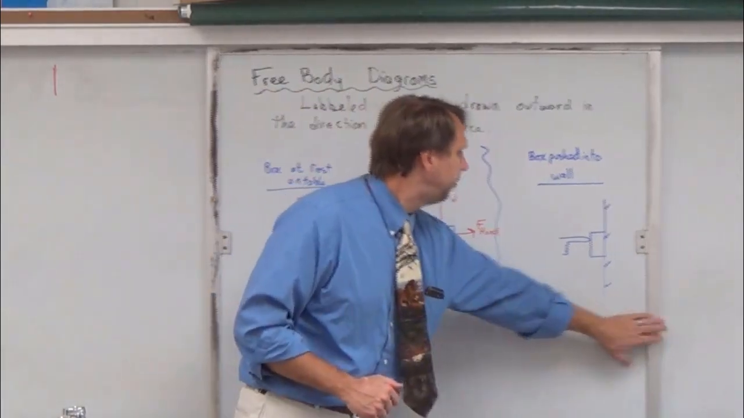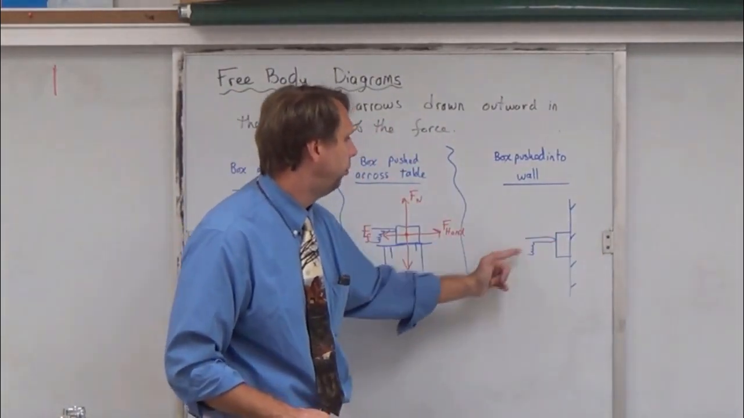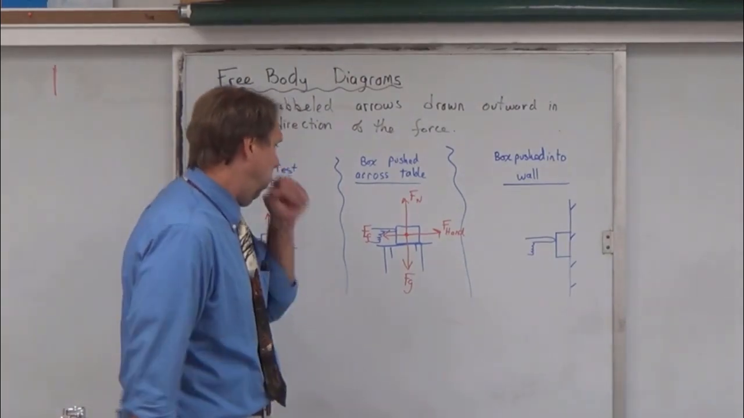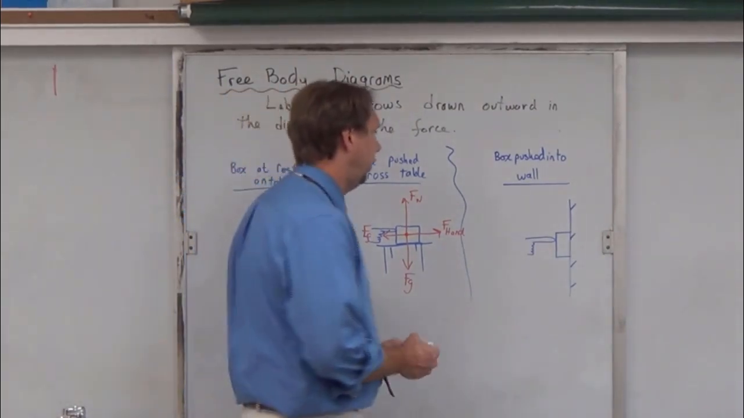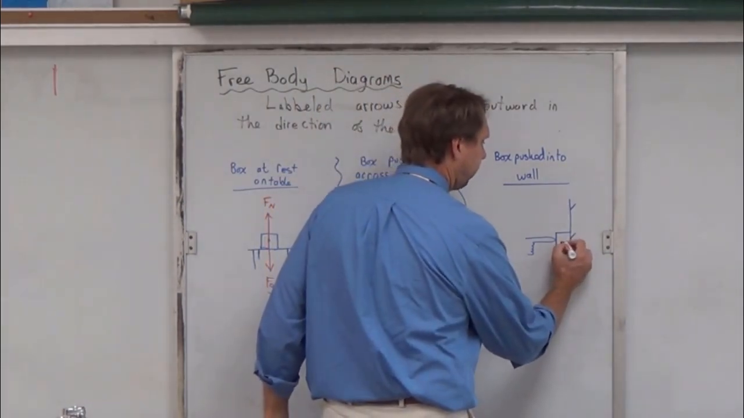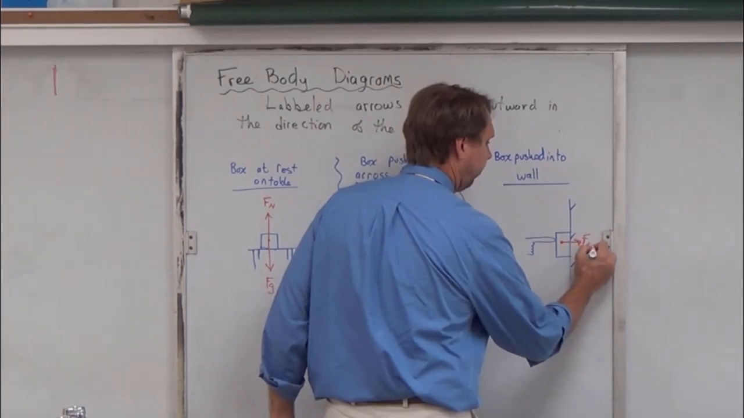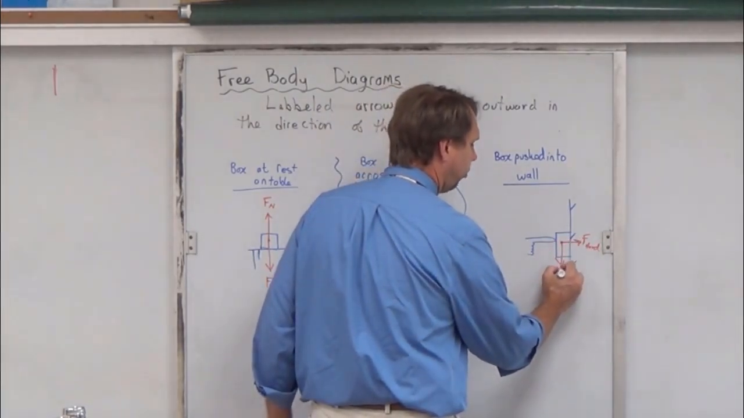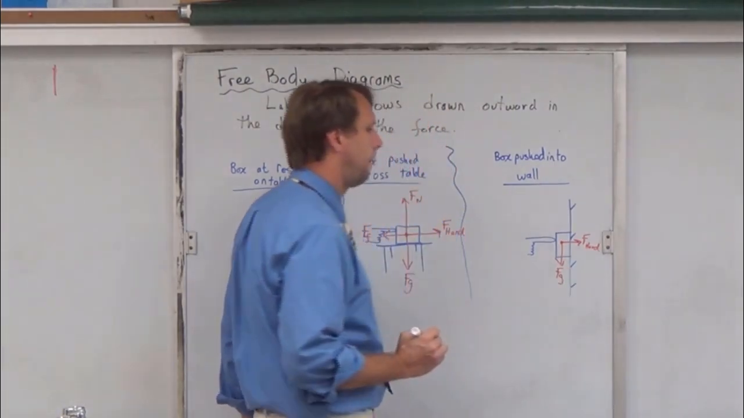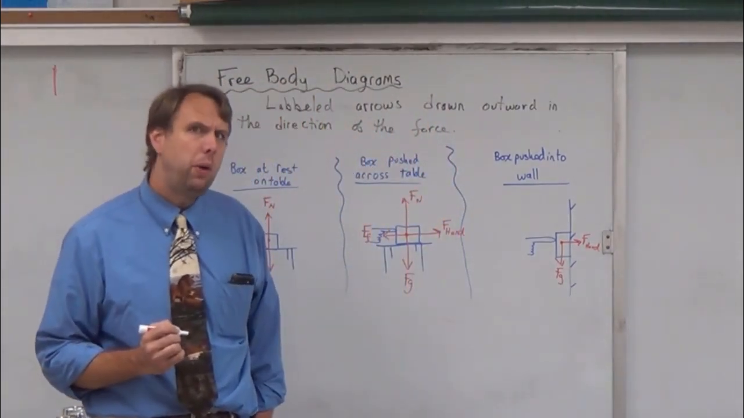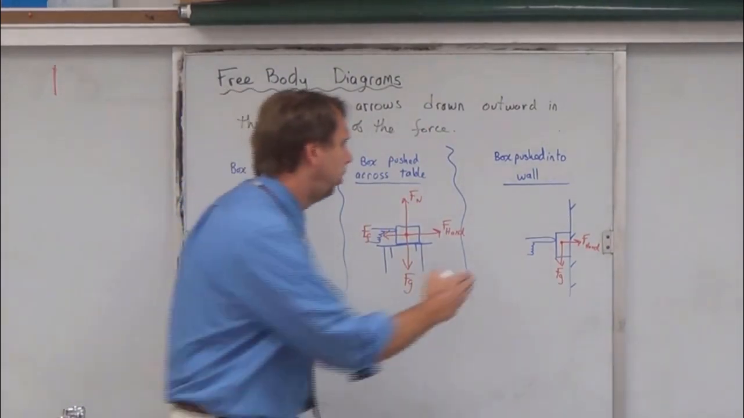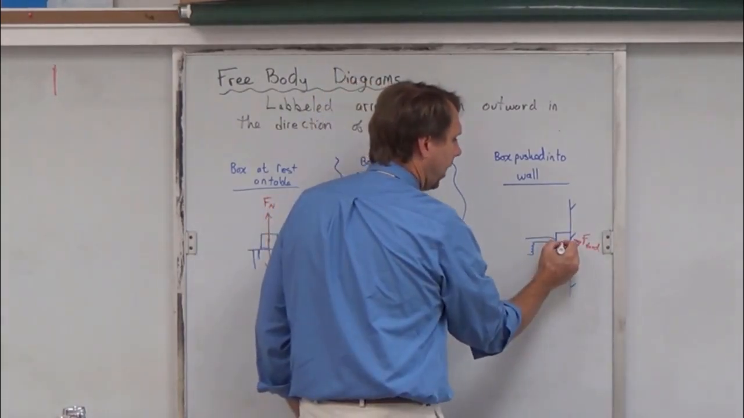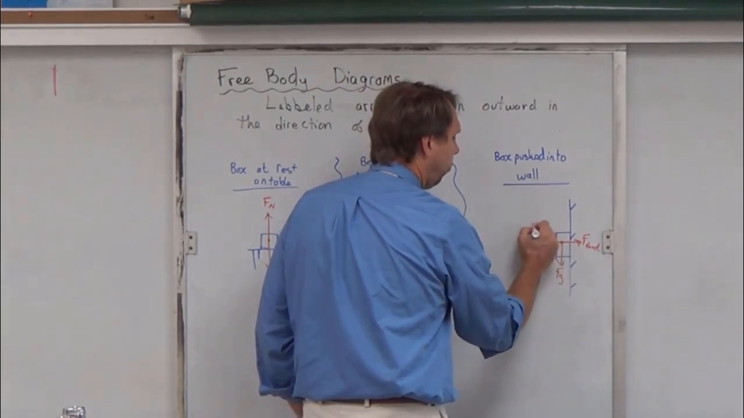Lastly, we have this box pushed into a wall. So the box pushed into a wall, what forces are acting on that box? Again, we have force of the hand. And coming down will be the force of gravity. What would force normal be on it? Well, our surface is up and down. Perpendicular to that would be out this way. So coming out of the wall would be the force normal from the wall.